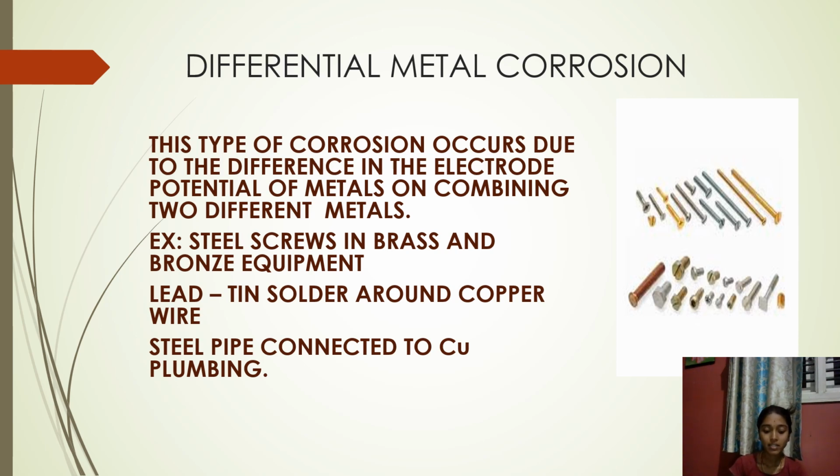When we consider iron and copper in contact with each other in a corrosion medium, since iron lies higher in the electrochemical series than copper, iron acts as anode and undergoes corrosion, protecting the copper. In order to prevent differential metal corrosion, both nut and bolt are made up of the same metal.